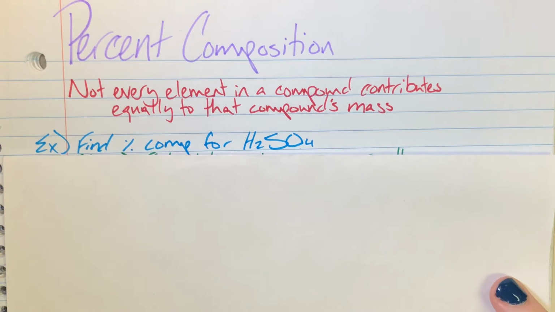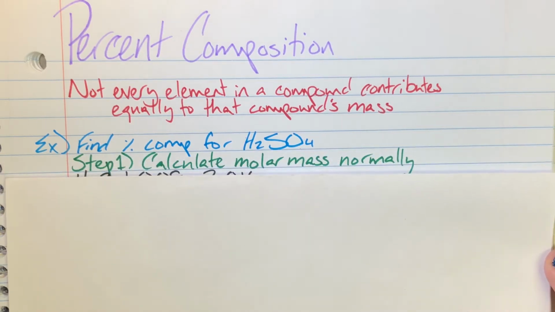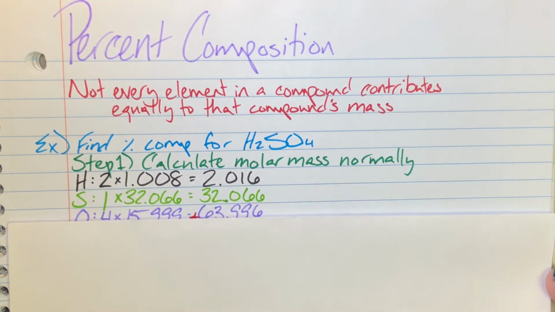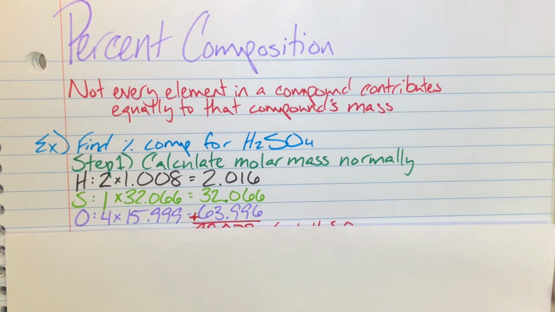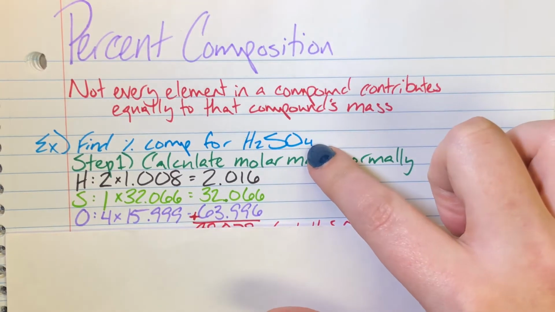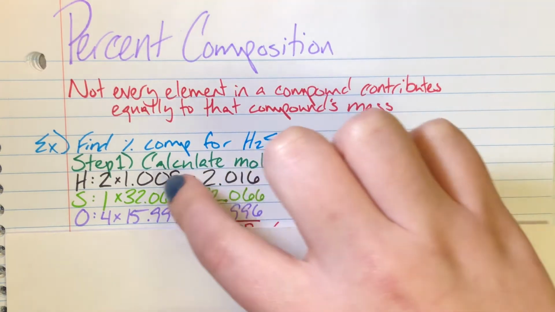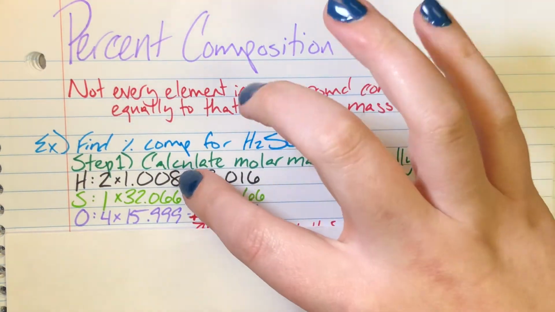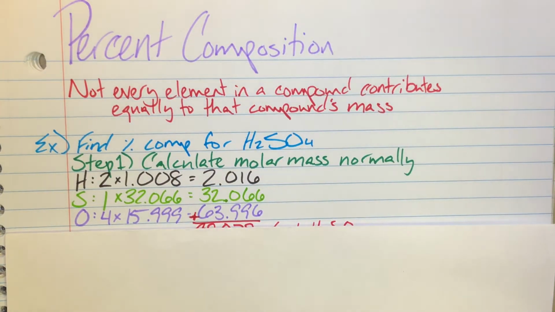So the example that we're going to be working with today is to find the percent composition for H2SO4, sulfuric acid. And the first thing that we're going to do is calculate molar mass normally. And that means I'm going to list out all of my individual elements within this compound, and then I'm going to take their subscripts and write those out, and then I will multiply them by the mass based off of the periodic table.